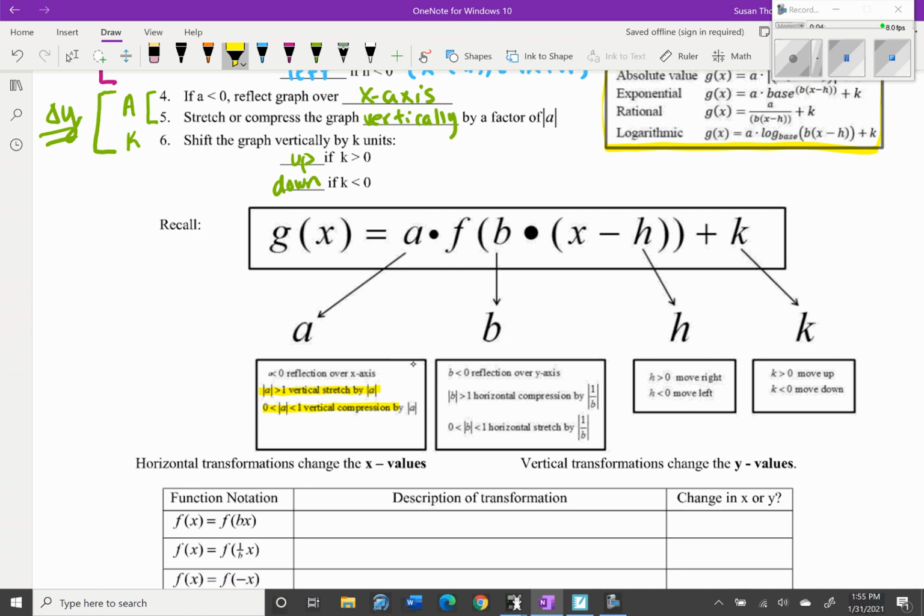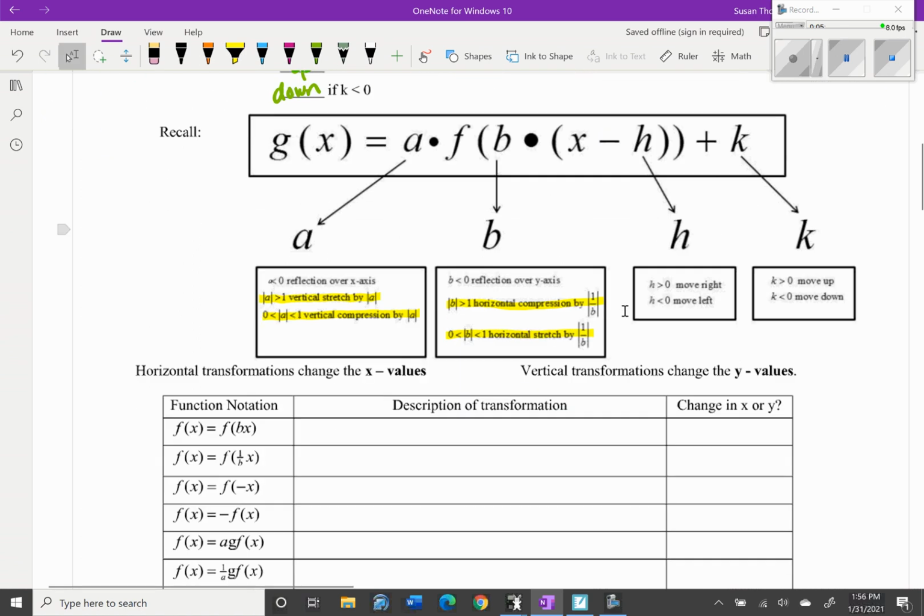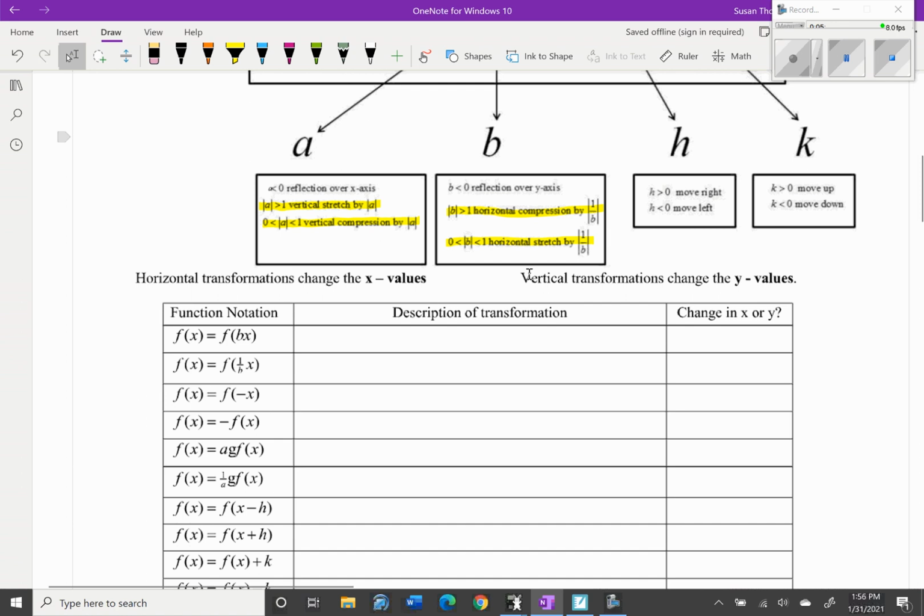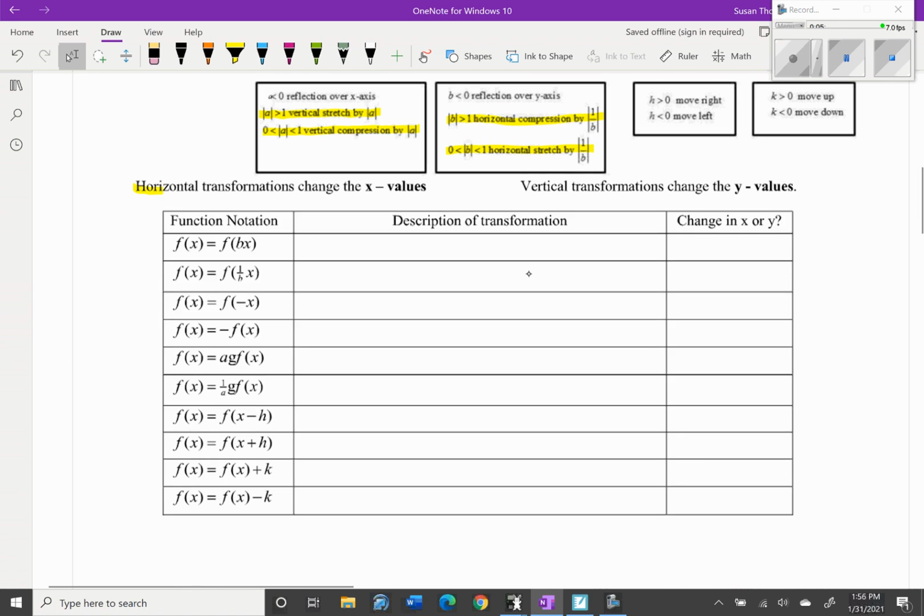If it's in between 0 and 1, it's going to be compression. If the absolute value of b is bigger than 1, it's a horizontal compression, and if it's in between 0 and 1, it's a horizontal stretch. Remember, those are the opposite of what we might think. I'm not going to go over this too much because we've already looked at that in the other notes that we took. So again, remember that your horizontal transformations change the x values and vertical transformations are going to change your y values. That's very important for when we are graphing these.